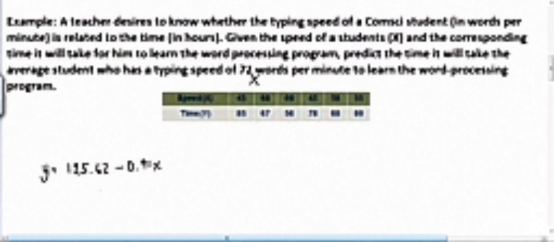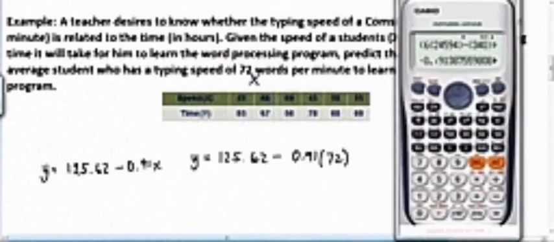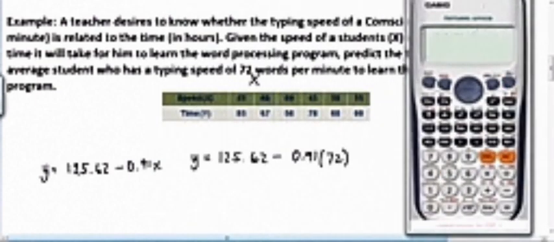So, to answer the question, ang gagawin nyo is substitute nitong 72 na binigay doon sa problem dito para makuha natin yung time. So, y is equal to 125.62 minus 0.91 times yung x na binigay, which is 72 words per minute. And then, salpak nyo lang sa calcu. Dire-diretso yan, guys.